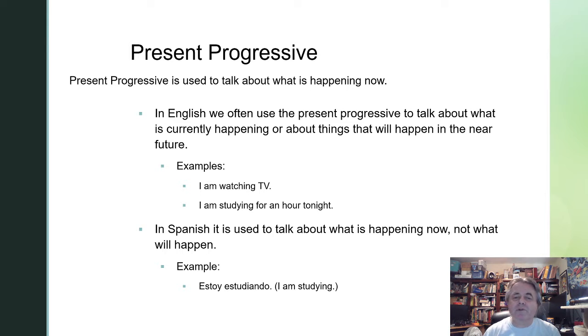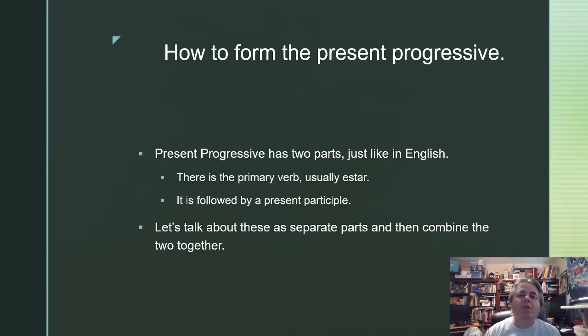In Spanish, however, present progressive is used to talk about what's happening now. My example down below, estoy estudiando, means I am studying. And if I were going to be using that, I would be wanting to tell the speaker that that's what's happening now, not what's going to be happening in the future.